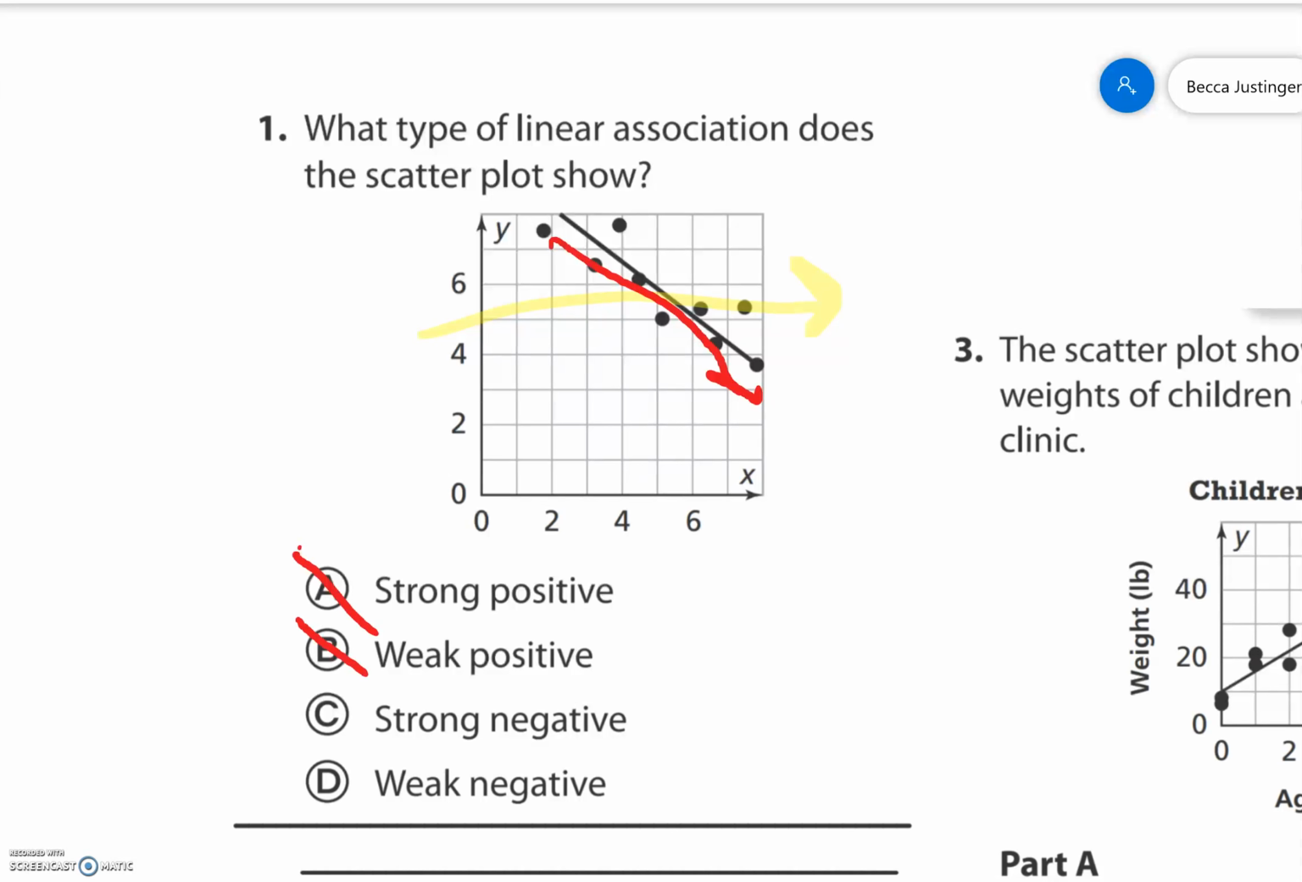Now we have to decide whether it's strong or weak. That tells with how close the dots actually are to the line. Since there's really only one dot on the line, I'm going to say that this is weak negative. If it was strong, they would all be very, very tight to the line, like right on top of it.